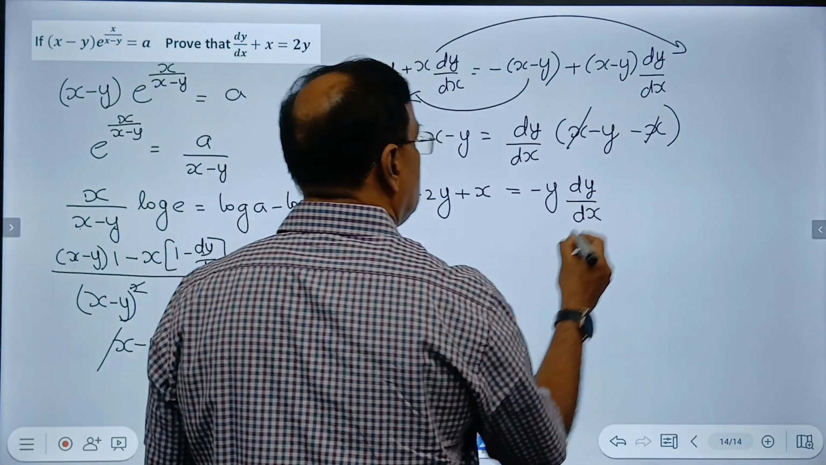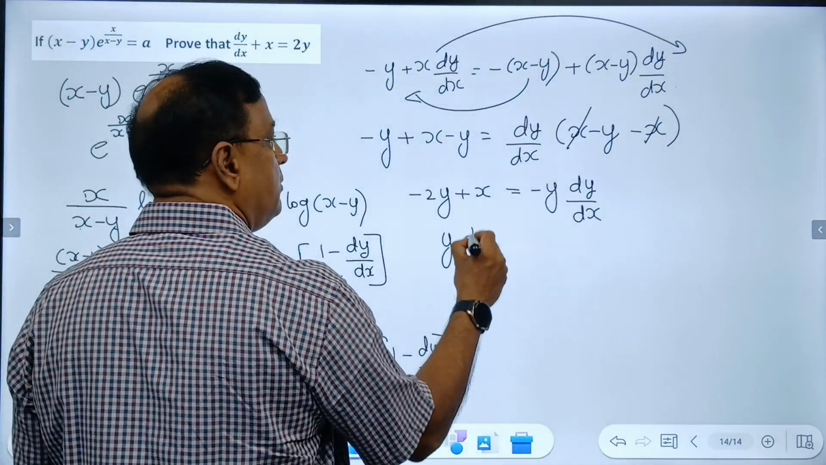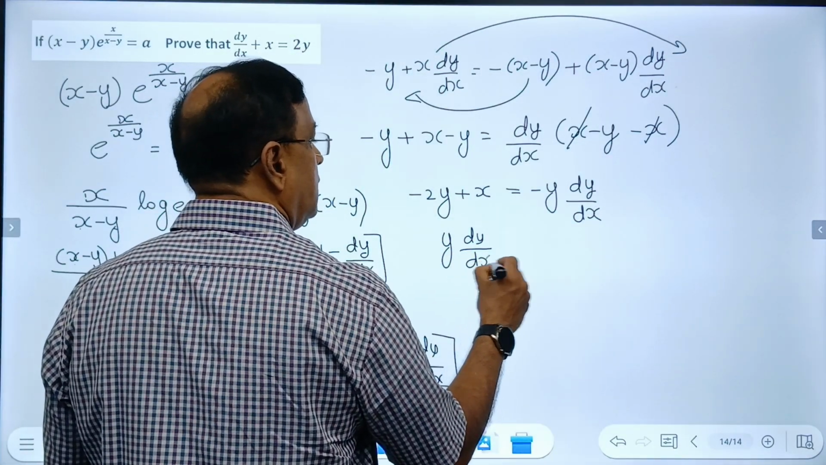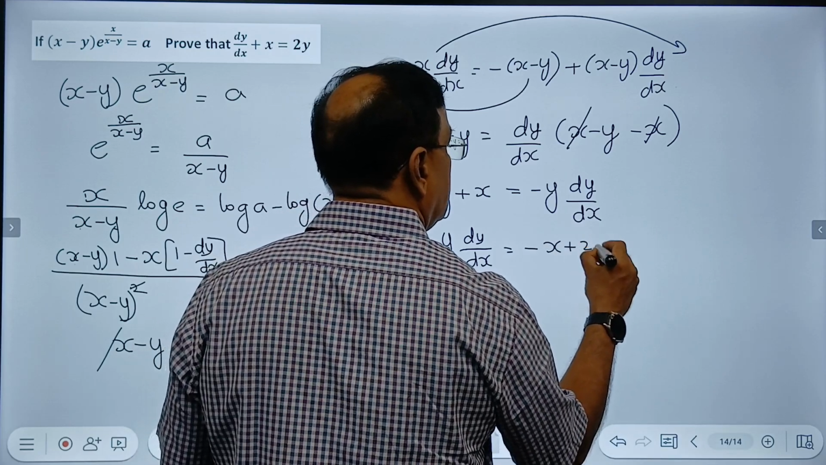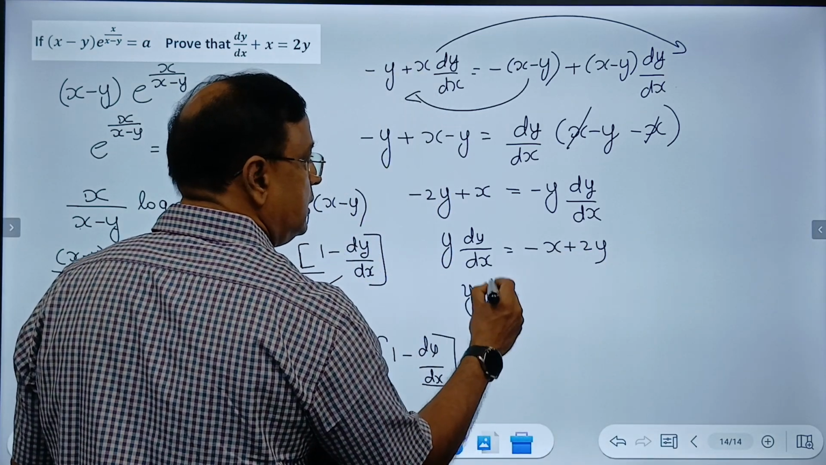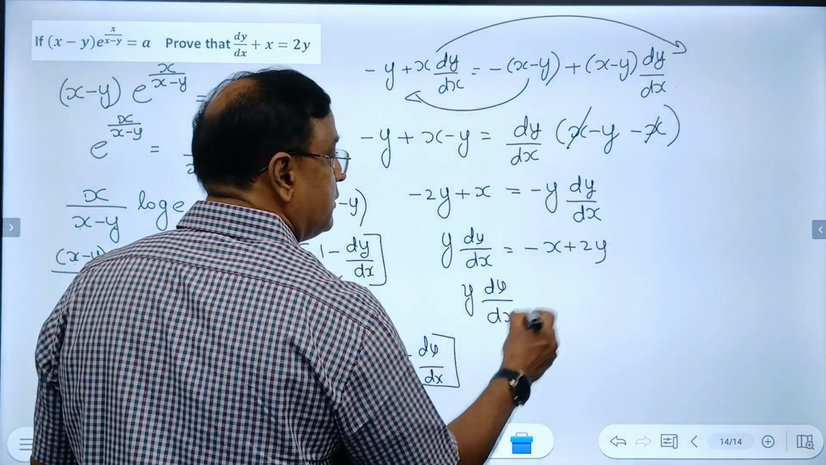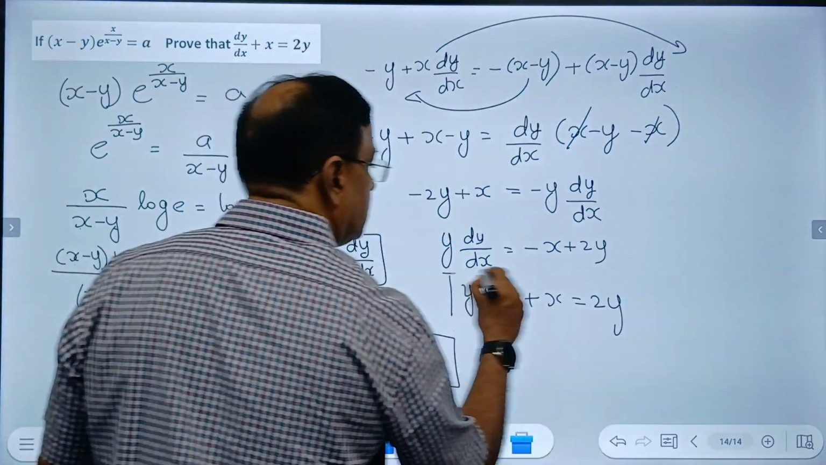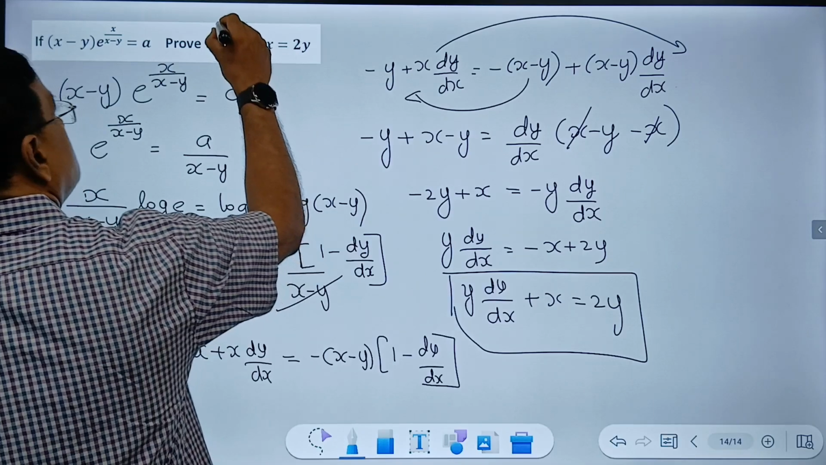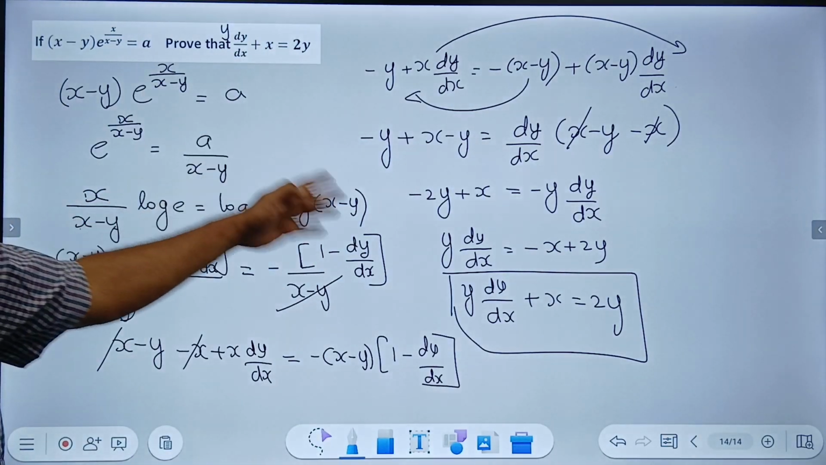So multiply throughout by minus sign, you get y into dy by dx equal to minus x plus 2y. So you can bring the y to one side. I'm bringing this x this side, so it will be plus x equal to 2y. So this is the answer. So I think the question y is missing. Okay. So very simple.